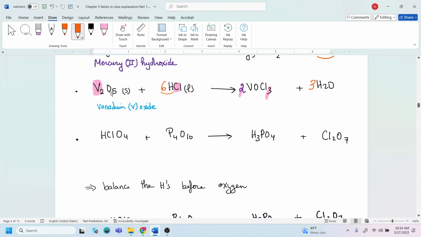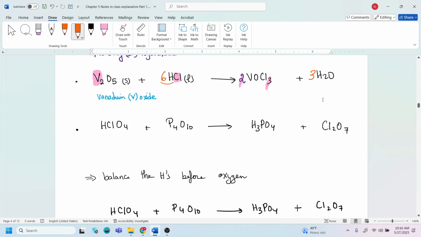And then look at the oxygen. I do have 5 oxygens here, right? 5 oxygens total. So here I have 2 oxygens and 3 oxygens. This is 5 oxygens in there, so I am good.